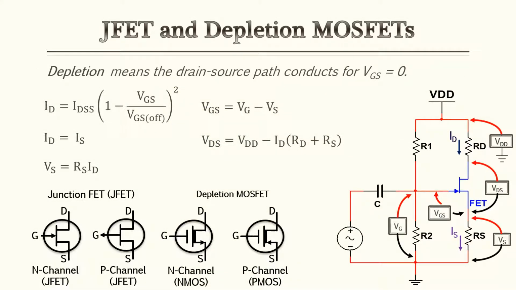Now, as stated in the previous slide, MOSFETs are broken up to 2 different categories, depletion and enhancement. But the good news is your depletion shares a little common ground and overlap with your JFETs, that common ground being your equations. Reason being is your depletion means the drain source path conducts when your gate source voltage is equal to 0.